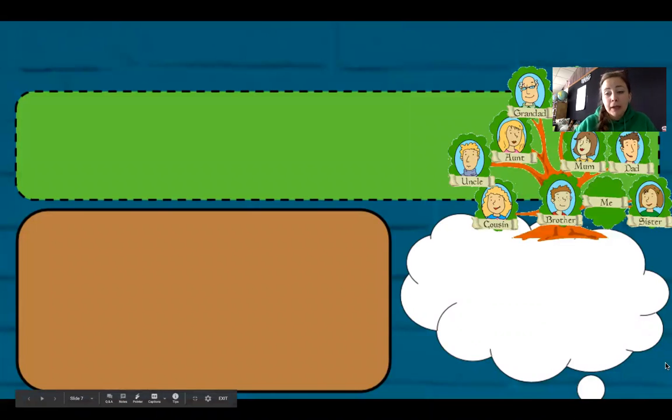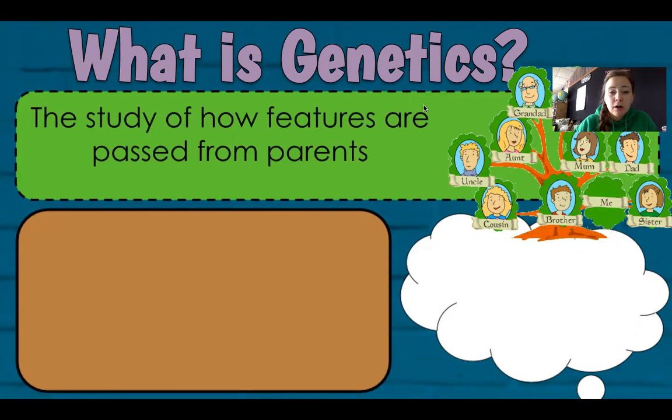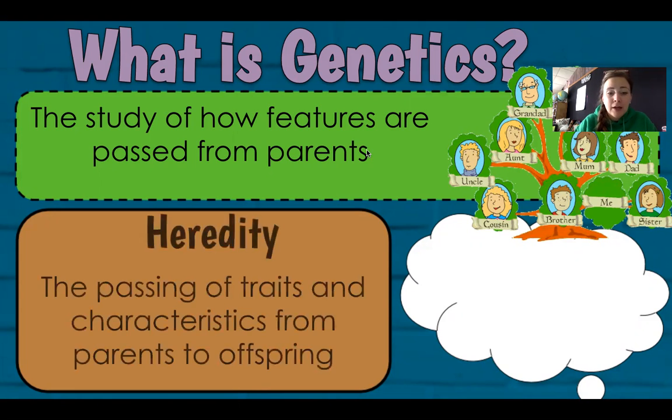All right, so we are going to pick up our conversation on genetics today. When you were last here, we talked about what genetics actually is, and genetics is the study of how features are passed from parents. We also talked about heredity, and heredity is the passing of traits and characteristics from parents to their offspring. Offspring is the scientific term for children.